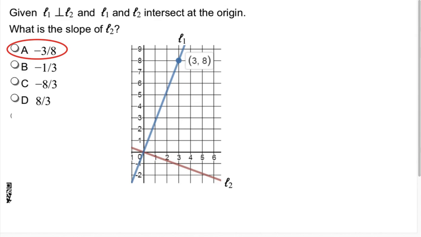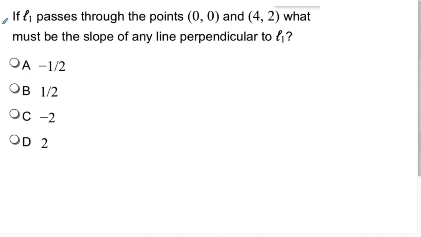Okay, let's take a look at another example. Okay, and this time I want you to pause the video and I want you to try and get the correct answer. Okay, let's see the correct answer.